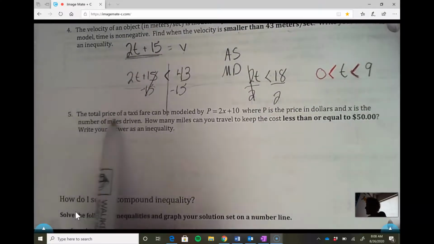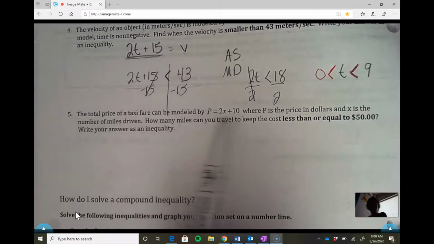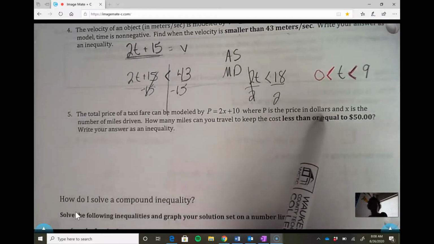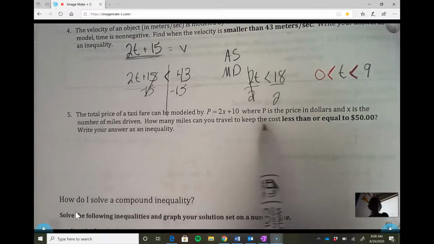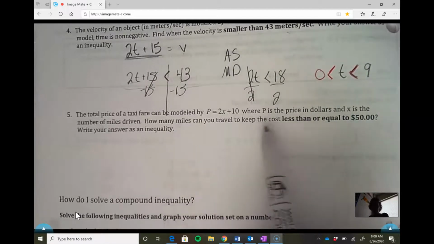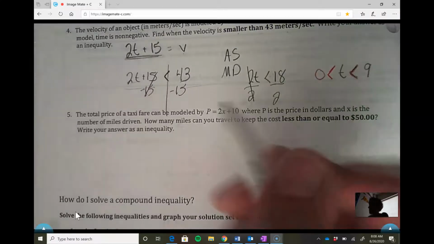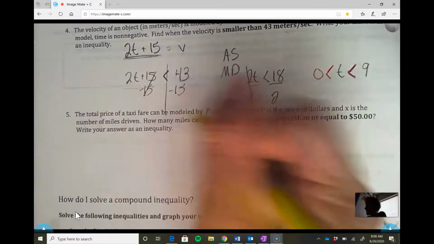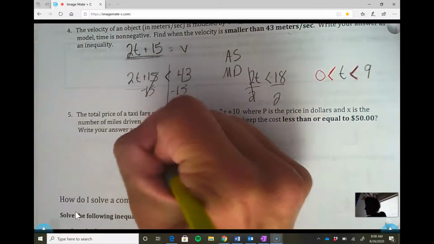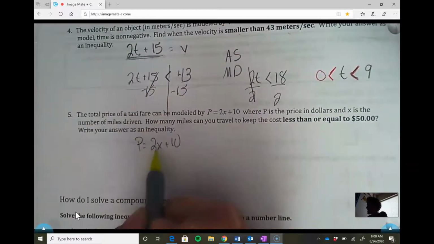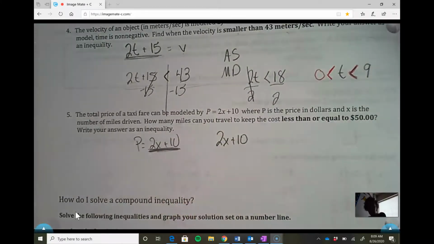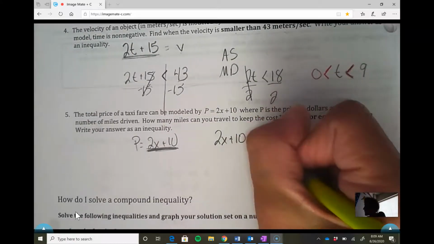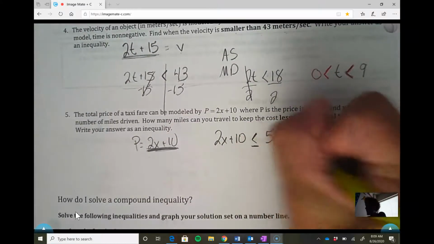All right, the total price of taxi fare can be modeled by this equation, where P is the price in dollars and x is the number of miles driven. So how many miles can you travel to keep the cost, so the price, less than $50? So remember, this, and I'll keep it on this side, right? This is the price. We want this price, this cost, so I'm going to rewrite it over here. I want that cost, that price, again, to be less than or equal to $50.